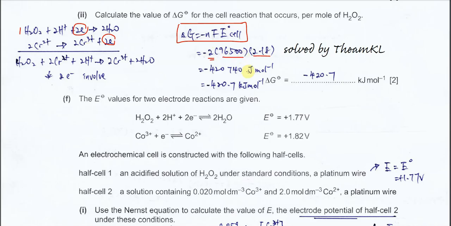Therefore, the Gibbs energy is negative 420,740 joules per mole. But we do not really give the answer in joules per mole. The unit should be kilojoules per mole. After you use negative nFE0 cell, you get joules. Therefore, you need to convert it to kilojoules by dividing by 1000, and you get negative 420.7. So this is the answer.